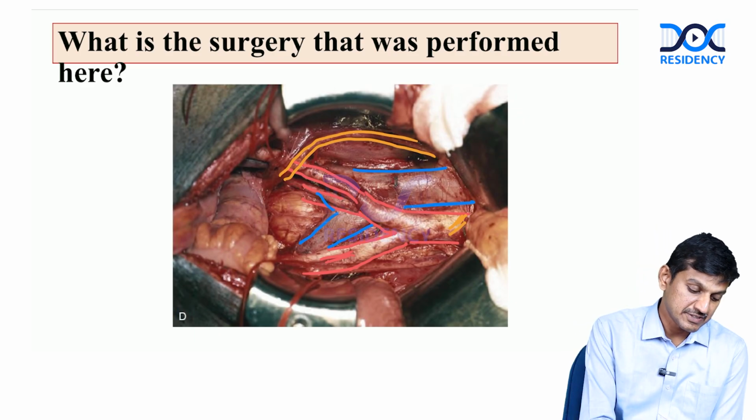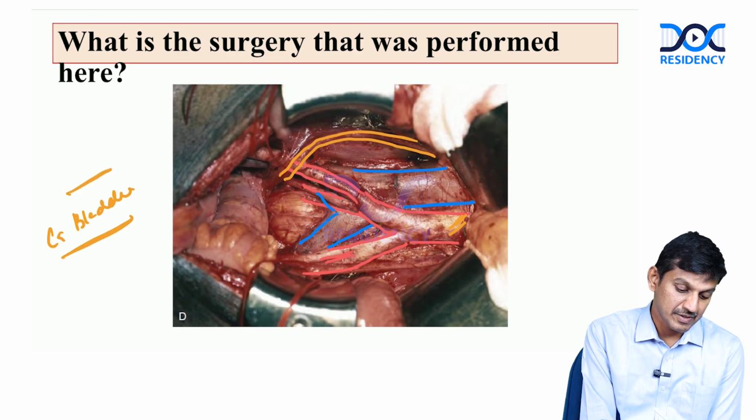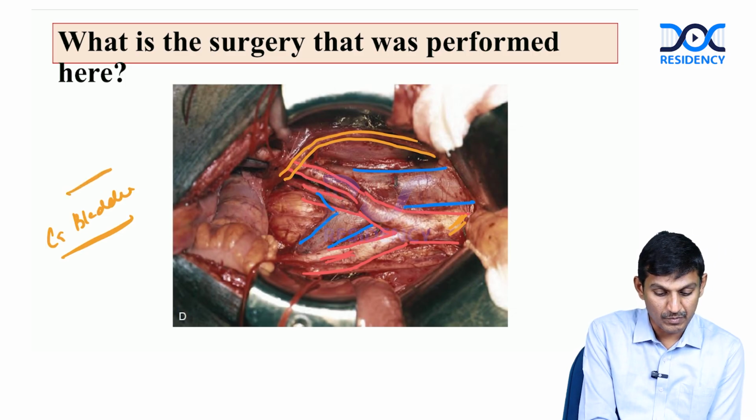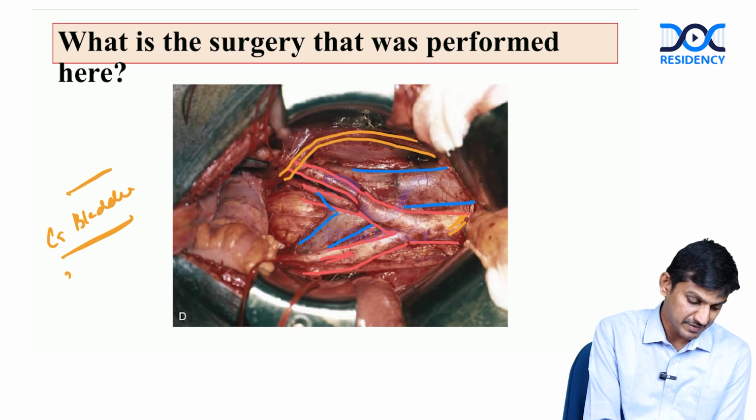So what are the common conditions you do it in? You do it in a case of CA bladder. Or sometimes this kind of exposure with even more proximal nodes can be done in testicular malignancies. Or sometimes in CA prostate.